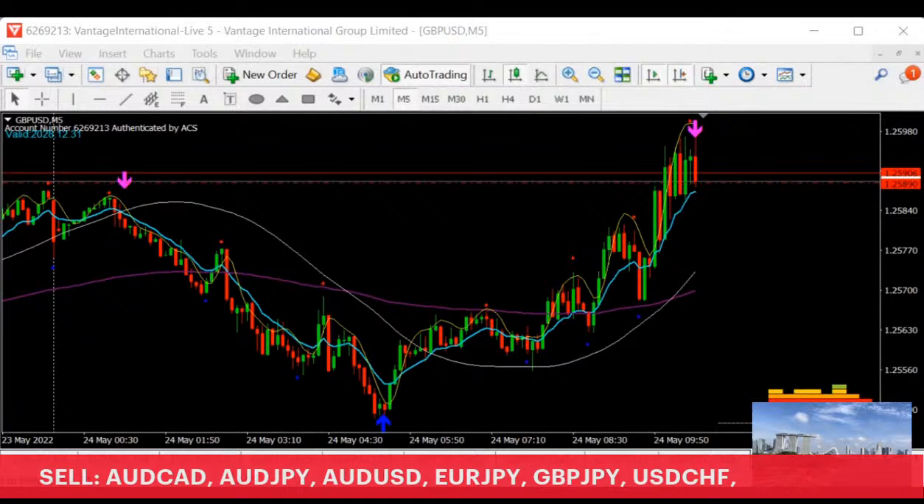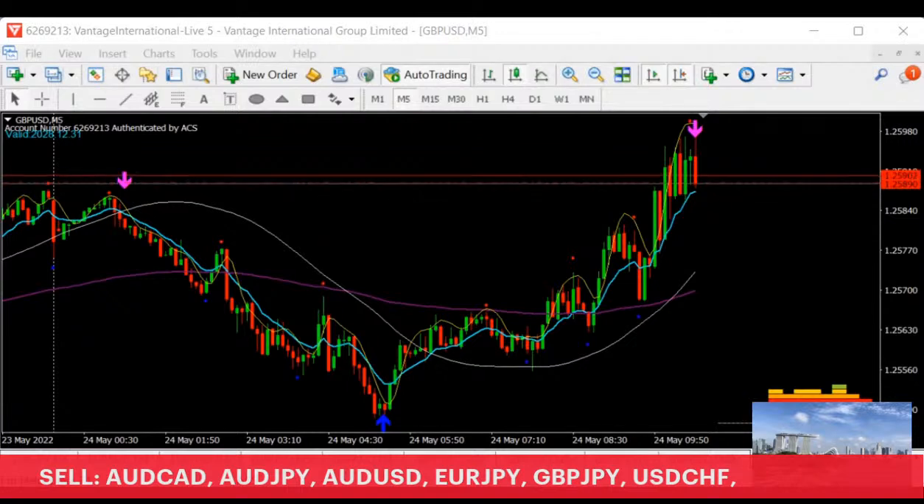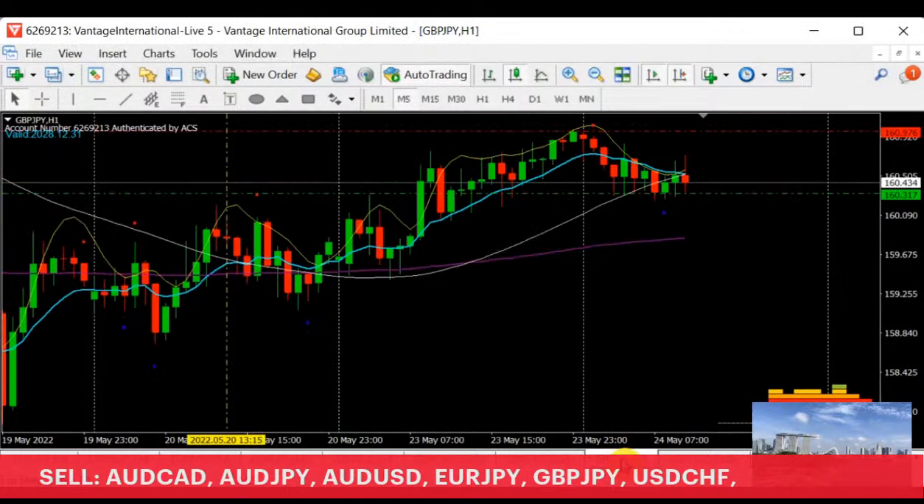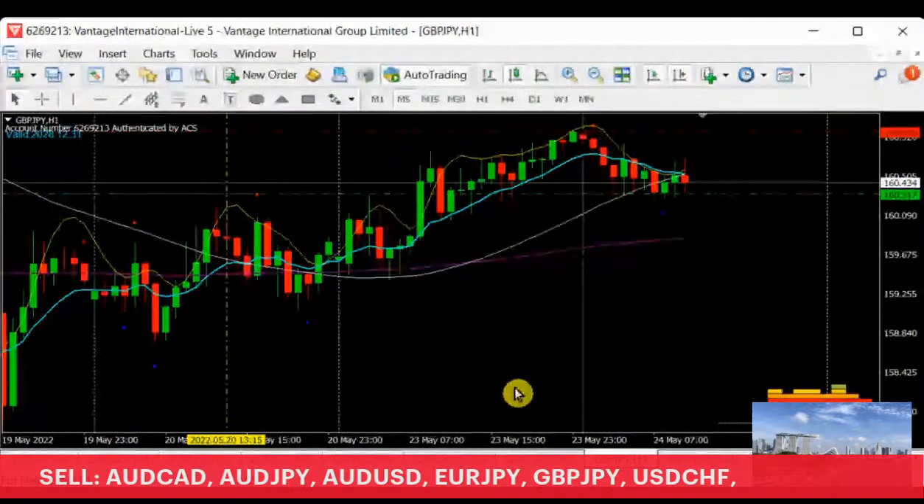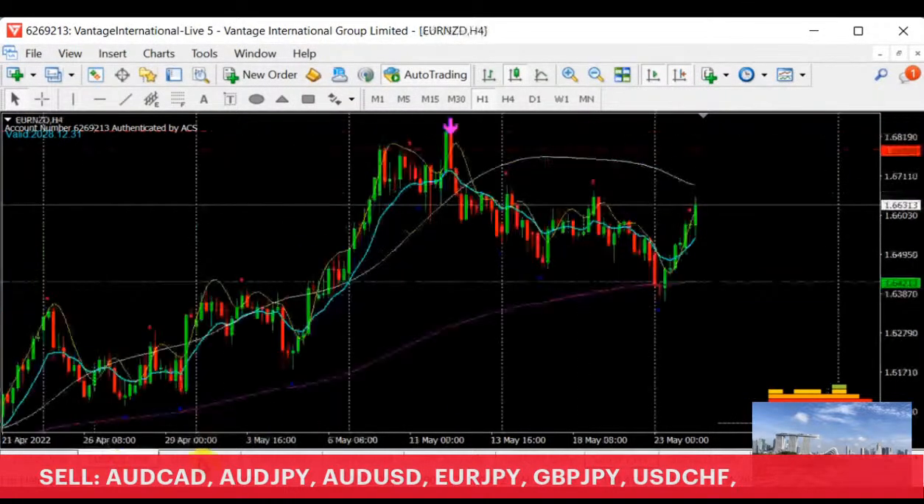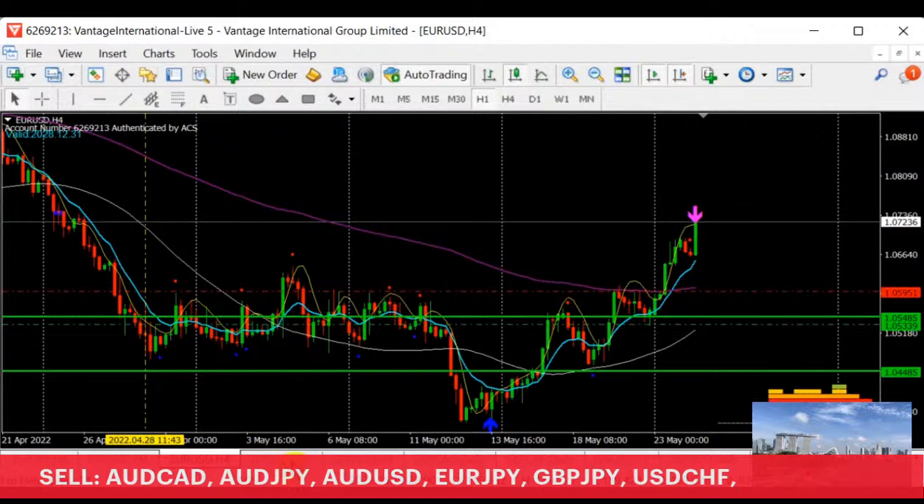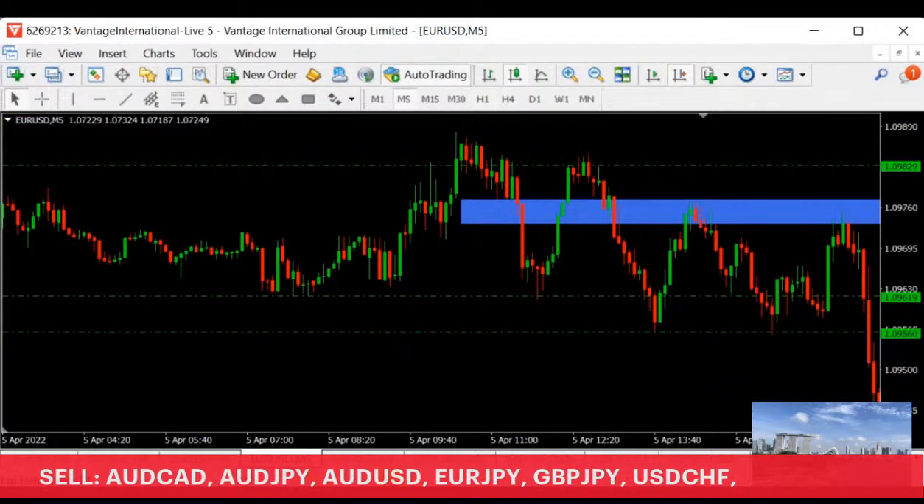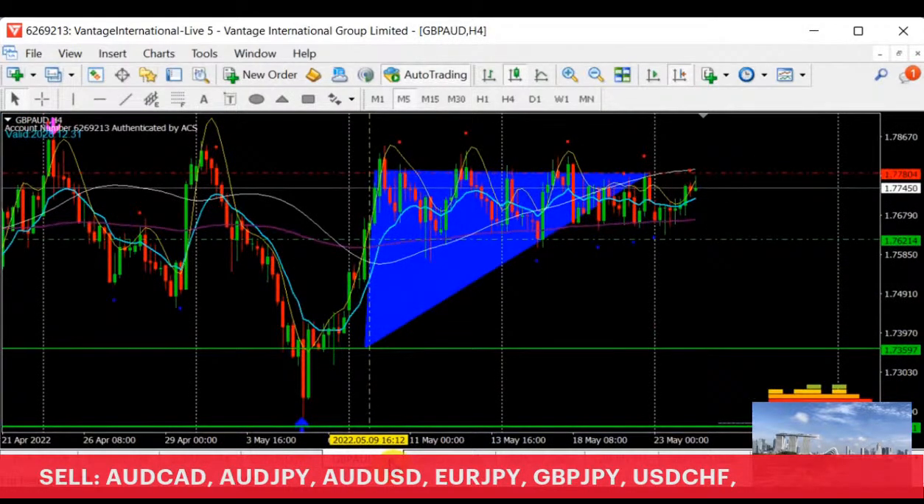So pound yen. Oh, so boring. Oh my god, today is so boring. There isn't any clear direction that it's moving. Well, many are moving to the north. Okay, so pound Aussie.